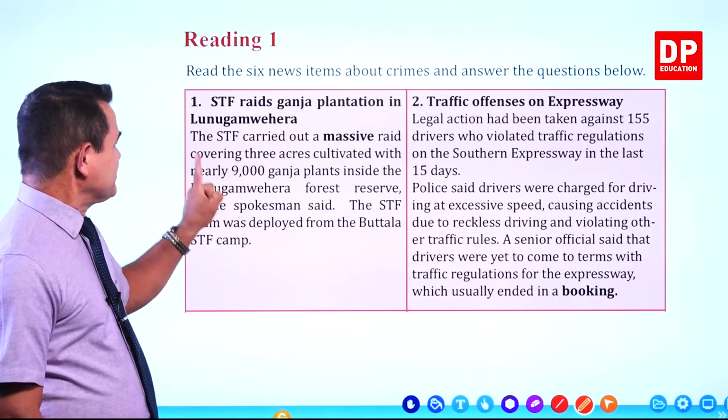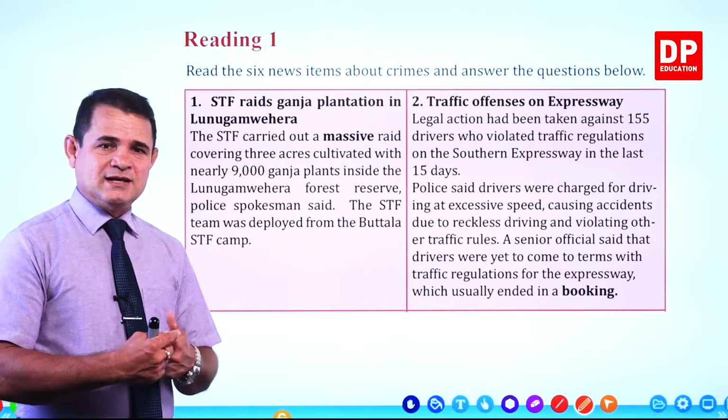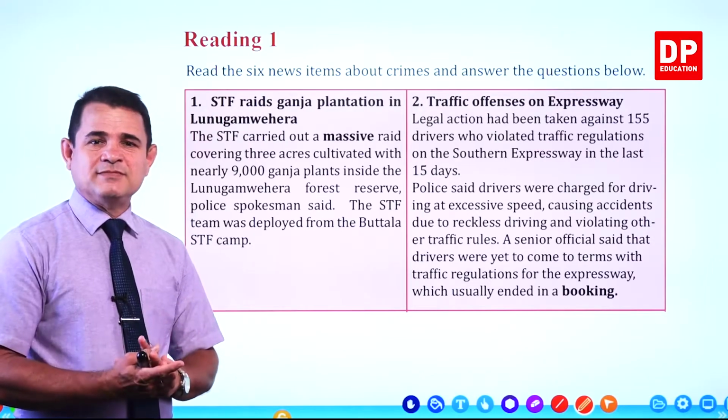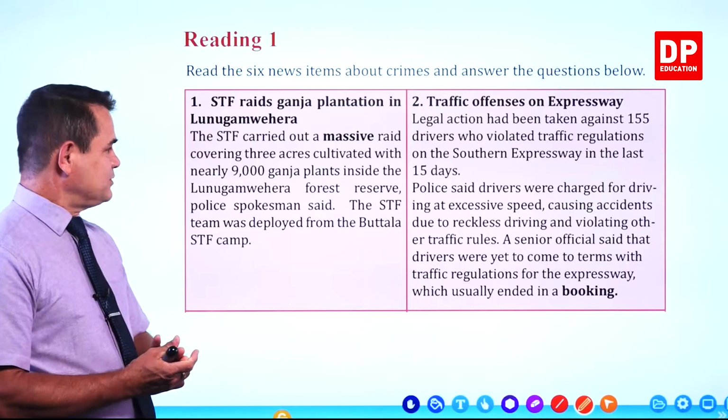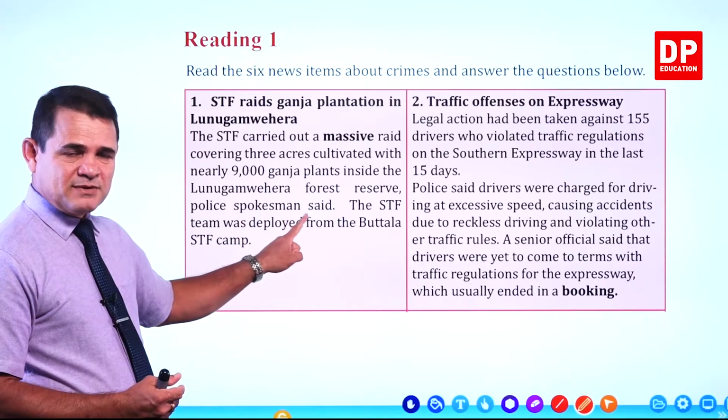Then, the topic: the STF carried out a massive raid covering 3 acres cultivated with nearly 9,000 ganja plants inside the Lunugamwehera Forest Reserve, the police spokesman said. See the way of writing it. While reading, also learn how such a sentence is written. Now, police spokesman said. Police media spokesman.